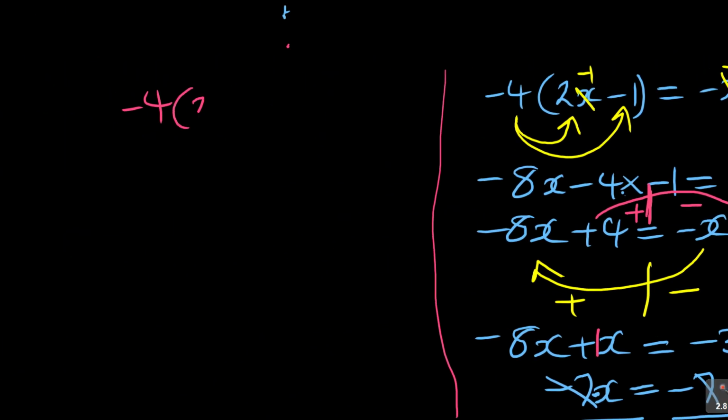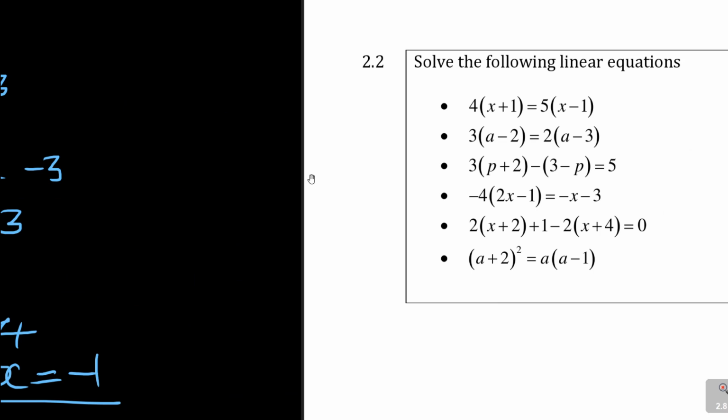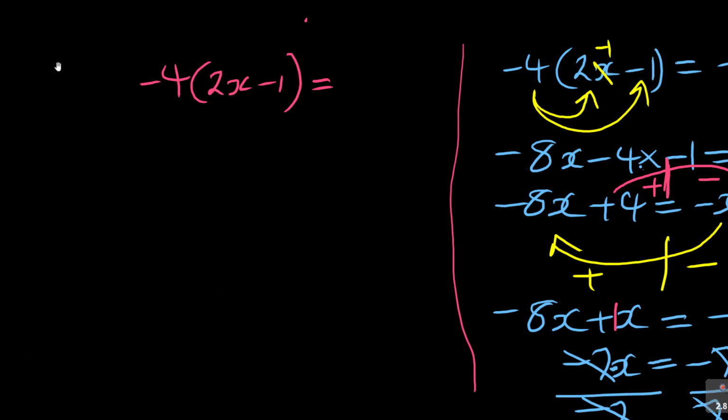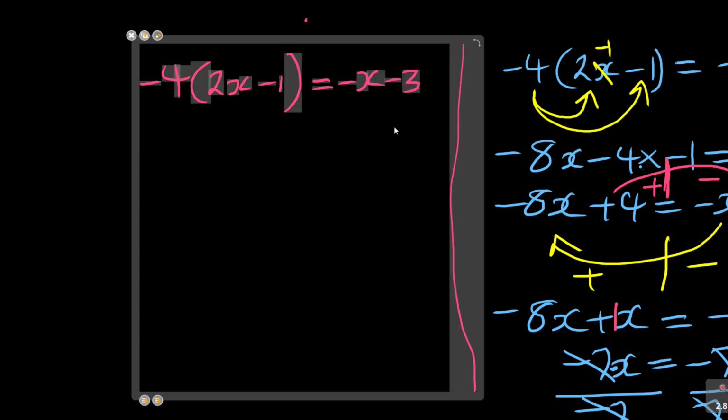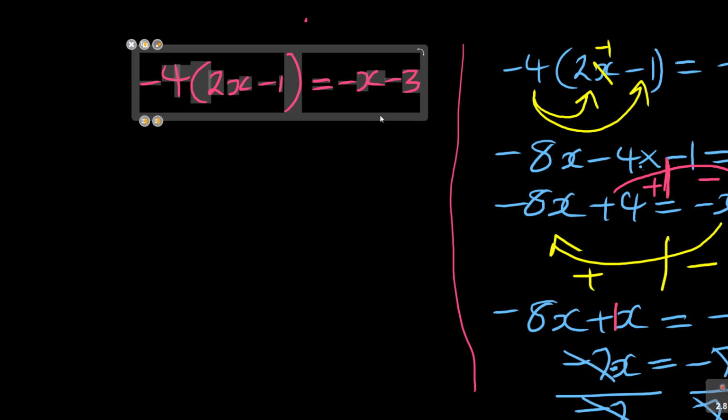So it's 2x minus 1, right? Is equal to, let's take it again. It says minus x minus 3. Now sometimes you check, you find no error. Just redo it and find out later what might have been the error.